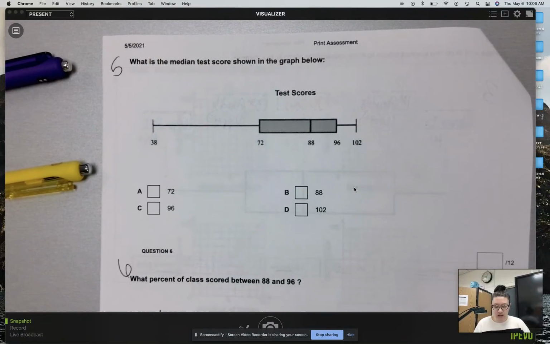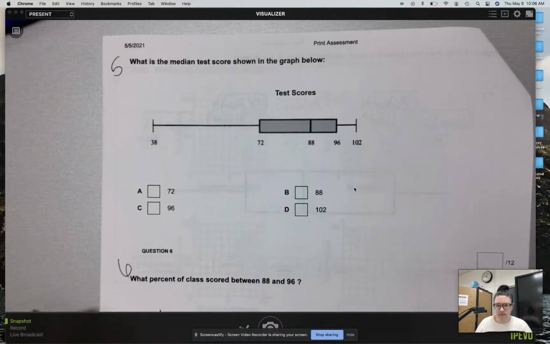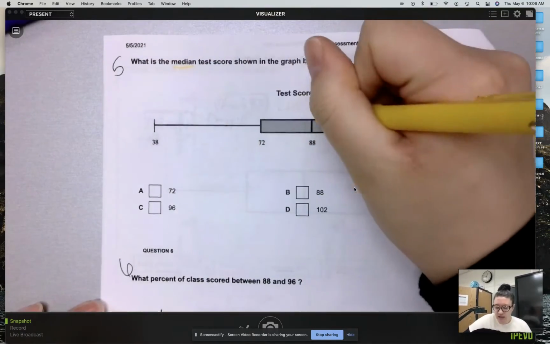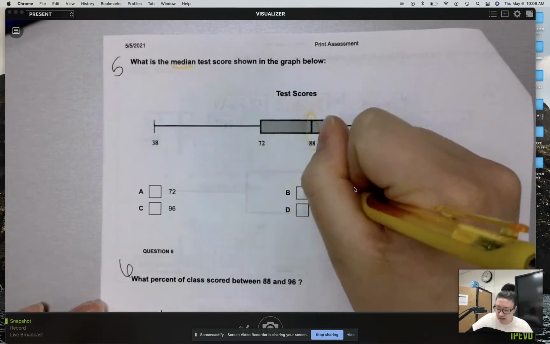So, median on number 5. Where do we look for the median? The median's my line in my box. The median test score here is 88.